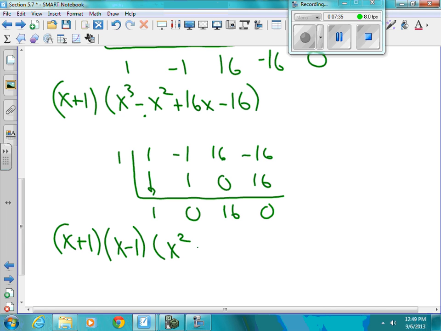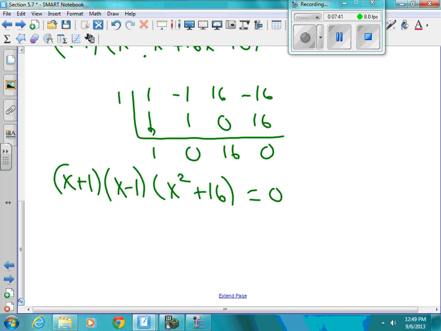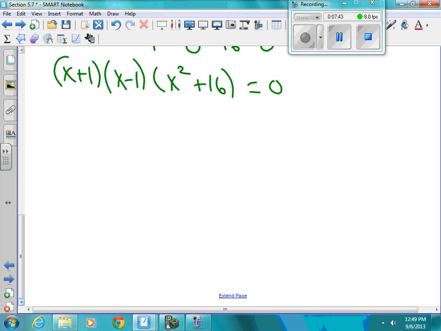1x squared plus 16. So, I can't factor x squared plus 16. It's not a difference of squares. But since there's no x term in there, I can set it equal to 0 to solve. Remember, we're trying to find all the zeros. So, x plus 1 equals 0. X minus 1 equals 0. X squared plus 16 equals 0.